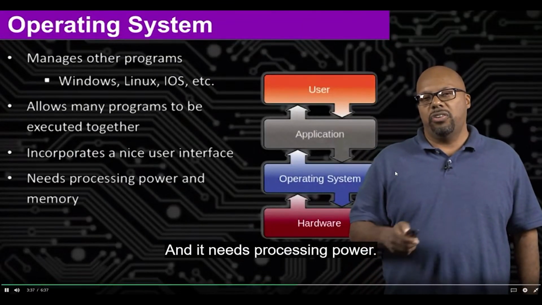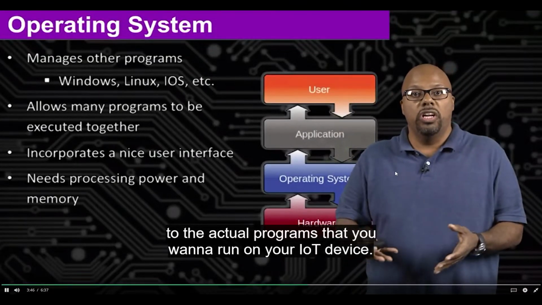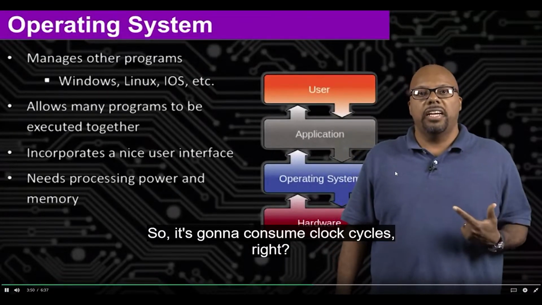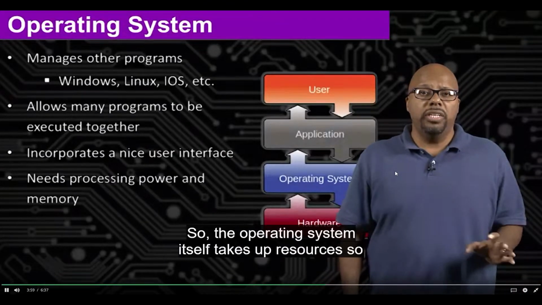And it needs processing power. One thing about operating systems is that the operating system itself is a big program, right? It's a big program that's running in addition to the actual programs that you want to run on your IoT device. So it's going to consume clock cycles. Some clock cycles are spent doing operating system tasks, and some memory is spent storing the operating system data. So the operating system itself takes up resources.